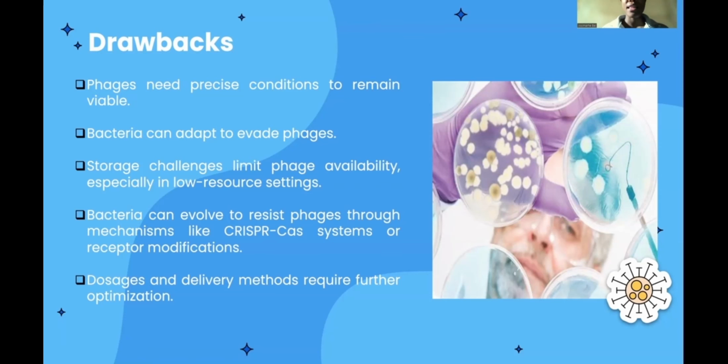This means that in low resource settings or in areas with unreliable refrigeration, phage therapy could become impractical, and storage challenges also limit phage availability, especially in low resource settings. Another drawback, bacteria can evolve to resist phages through mechanisms like the CRISPR-Cas system or receptor modifications.